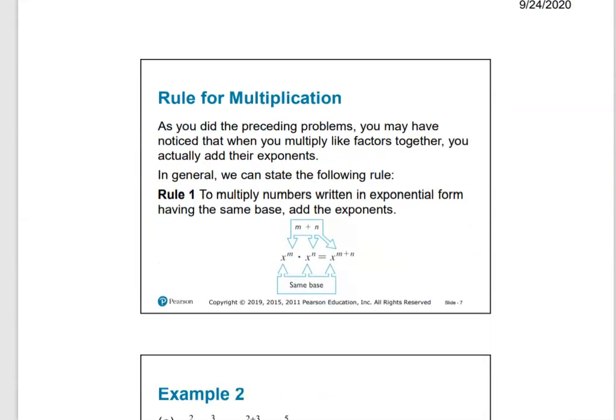As you did the preceding problems, you may have noticed that when you multiply like factors together, you actually add their exponents. So this is a rule: to multiply numbers written in exponential form having the same base, you add the exponents.